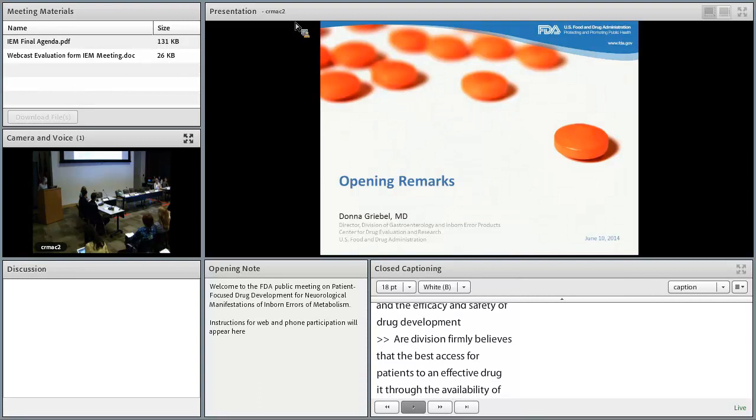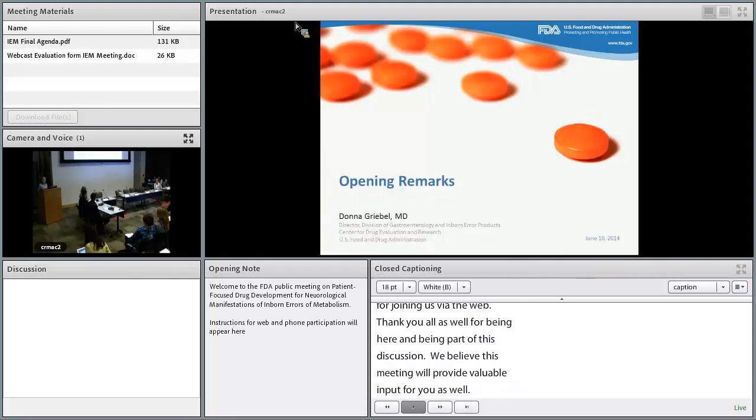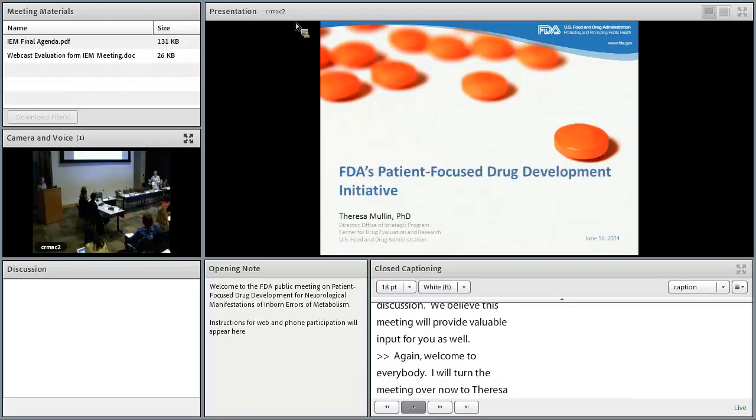I know there are a lot of representatives from industry, academia, and others in the room or joining us via the web. Thank you all as well for being here and being part of this discussion. We believe this meeting will provide valuable input for you as well. So again, welcome to everybody. I'll turn the meeting over now to Teresa Mullen, who will talk about the broader efforts.